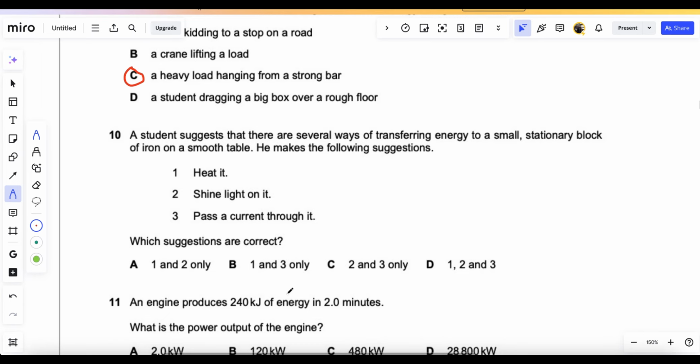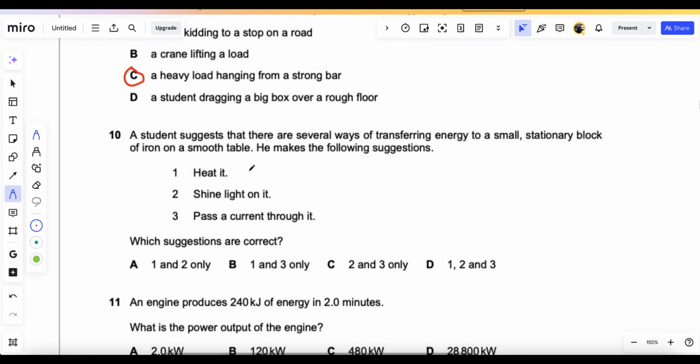For this one, a student suggests that there are several ways of transferring energy to a small stationary block of iron on a smooth table. He makes the following suggestions. Now let's see. He says heat it.